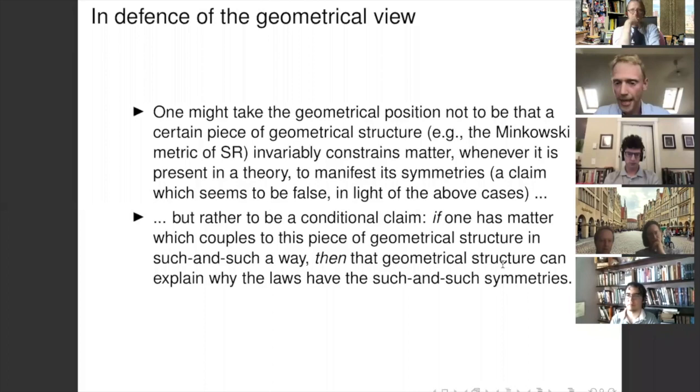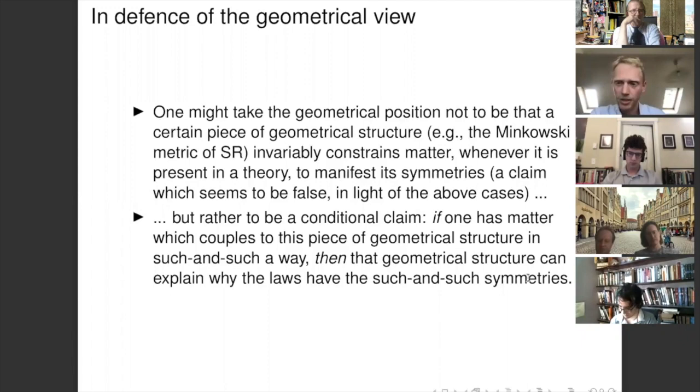So for example, take say a Klein-Gordon equation, which looks something like the Minkowski metric coupled to some derivatives of a scalar field is equal to zero. Now I can appeal to the fact that there's a Minkowski metric there to explain why this equation has Poincaré symmetries. And that seems totally fine, right? This equation has symmetries because it features a Minkowski metric. That seems like a much more reasonable kind of explanation.